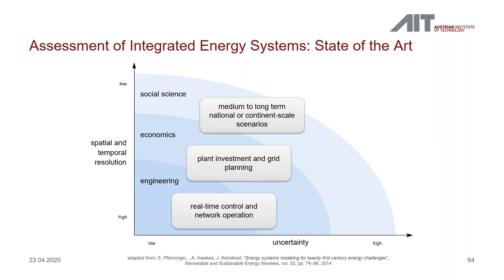If you look into the questions that you can have there, you can see that these different aspects also come with a different focus on the subject. For example, you can look at things like medium to long-term national scenarios, which is more of a social science thing. You can look into planned investment and grid planning, which is mostly related to economics. But you can also ask questions related to the real-time control and network operation.